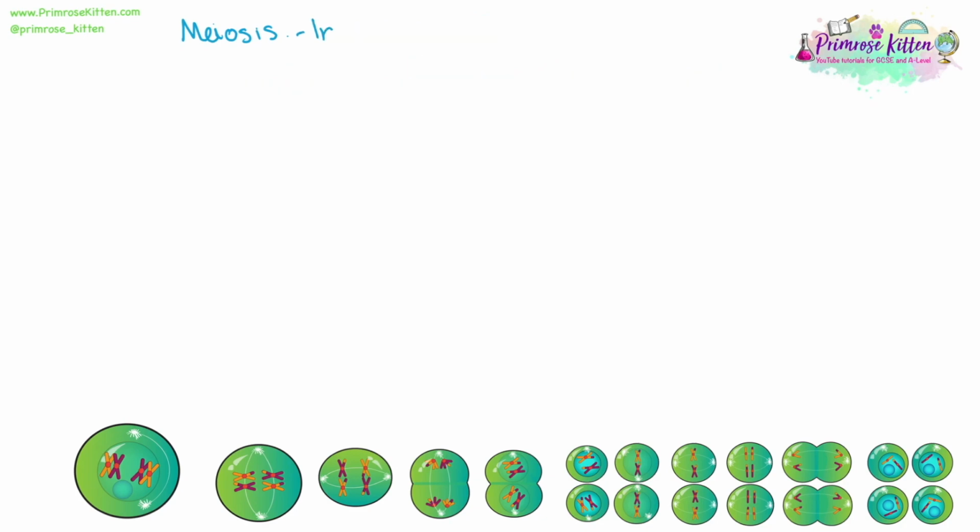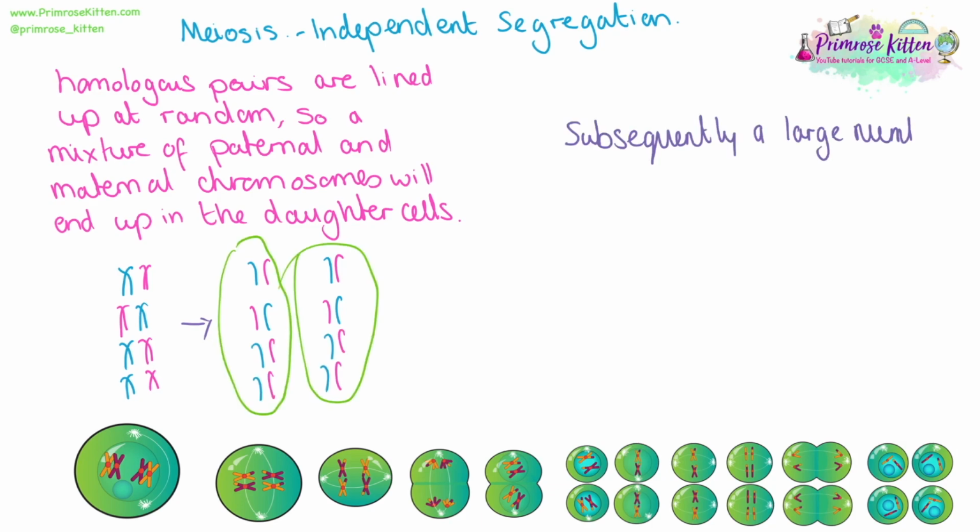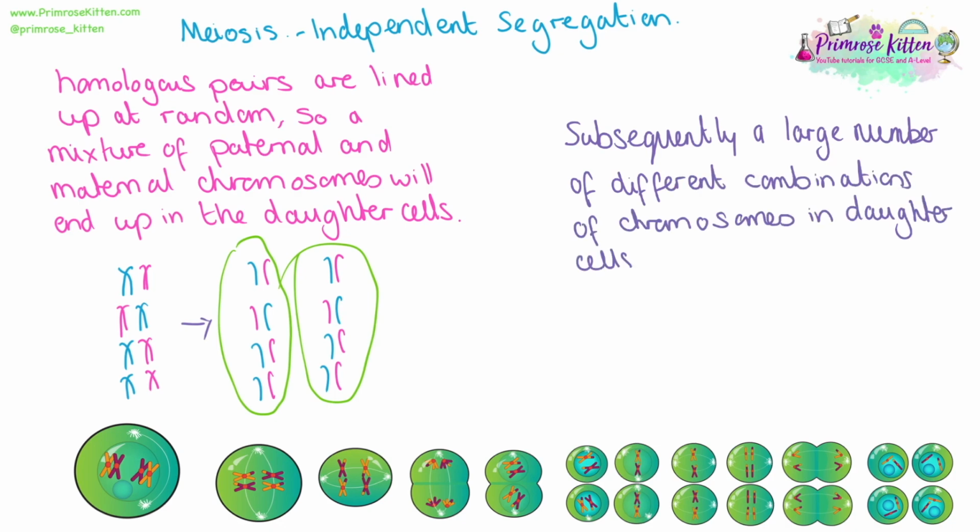Another way to increase the genetic variation is independent segregation. Homologous pairs are lined up at random, so a mixture of paternal and maternal chromosomes will end up in the daughter cells. Subsequently, there are a large number of different combinations of the chromosomes within daughter cells.